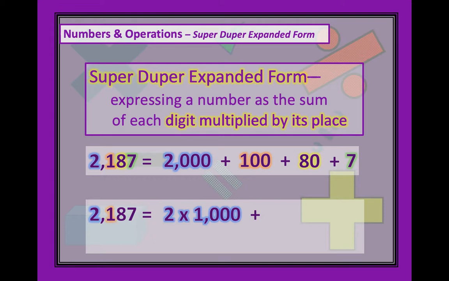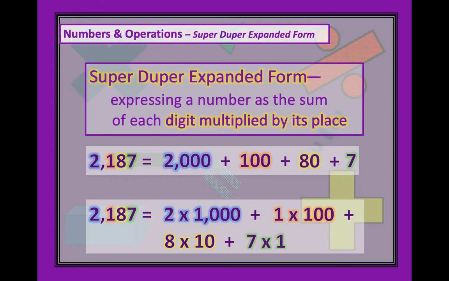The 1 is in the hundreds place. That means it's 1 group of 100, which I can write as 1 times 100. The 8 is in the tens place. The value is 80 because it's 8 groups of 10. The 7 is in the ones place. It means 7 groups with 1 in each group, which can be expressed through multiplication with 7 times 1. So instead of writing the value of each digit, we're writing the digit times the place that it's in, which gives us that value.